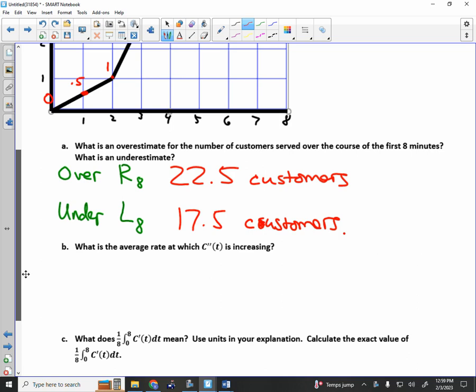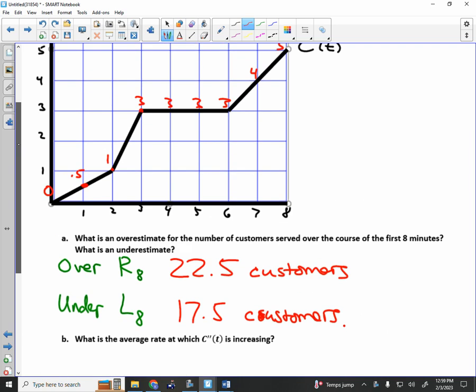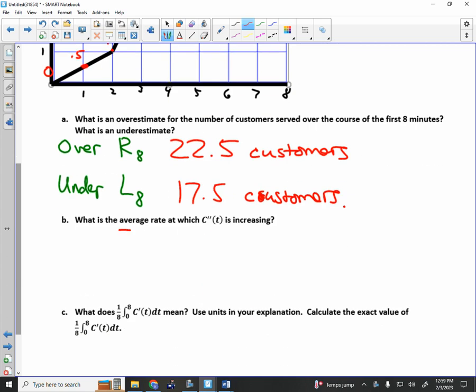True or false? The rate at which we are serving customers is increasing as time goes on. Yeah, you can see that whether it is something with the site or just people making more use of it, without a doubt, as we move to the right, the number of people being served is increasing. The question is, what is the average rate at which C double prime is increasing?